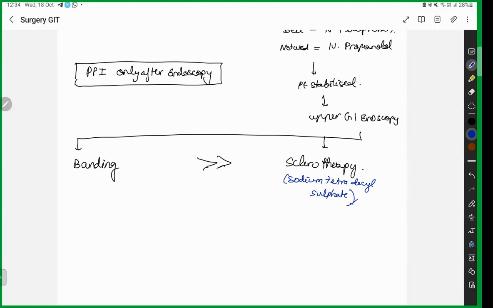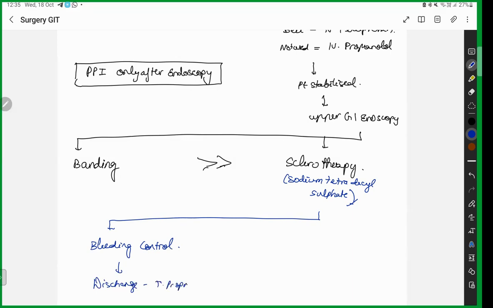Now, sclerotherapy can be used for 2 things. First I'll talk about sclerotherapy, then we can go for banding. Sclerotherapy is most commonly used for controlling bleeding. Once the bleeding is controlled, you're going to discharge the patient, giving tablet propranolol. IV is not used; oral tablet can be given after discharge.